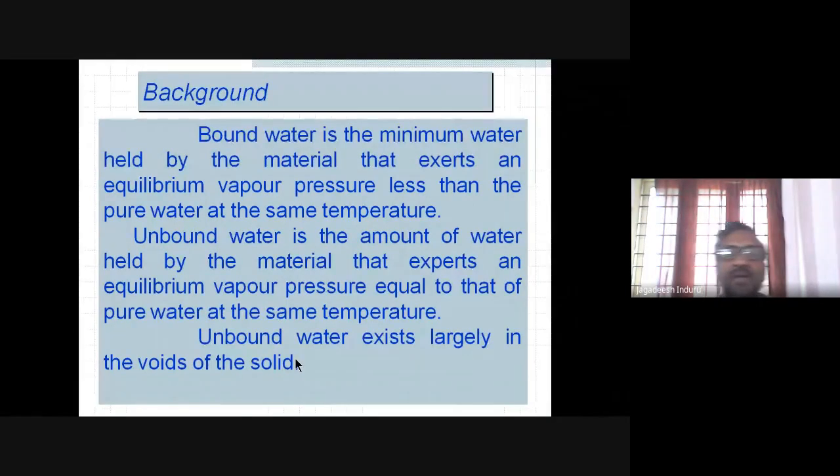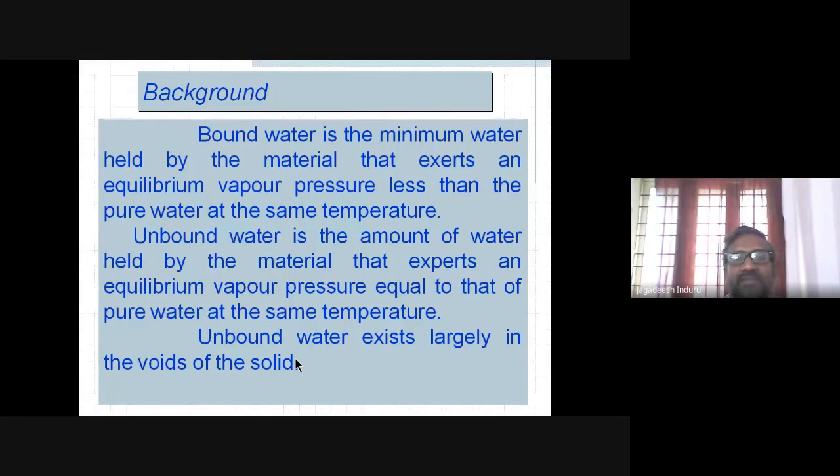Bound water is the minimum water that is held by the material that exerts an equilibrium vapor pressure less than the pure water at the same temperature. What does it mean? Say, for example, if you have water kept, it is free to get evaporated. When it is free to evaporate, then what will happen? You are having some atmospheric pressure.